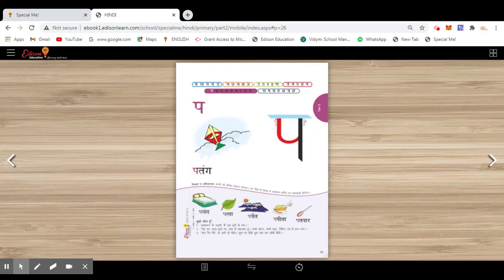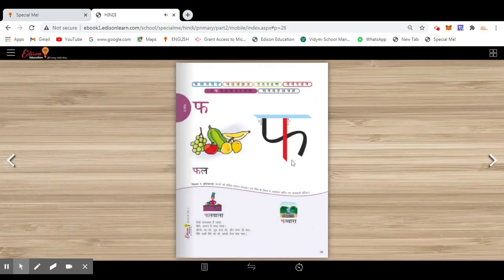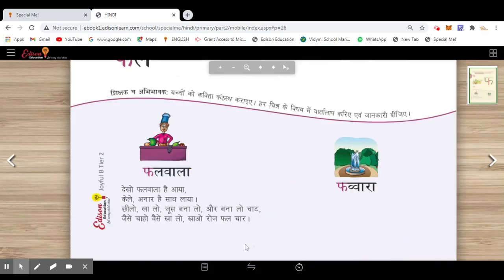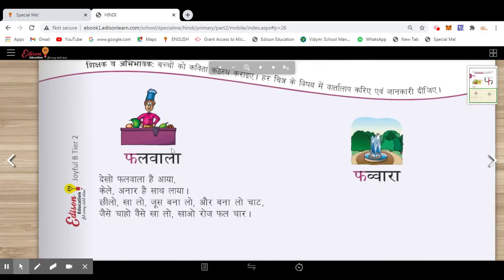Now come to the next page. कौन सा व्यंजन है ये? व्यंजन फ. फ से फल. नेक्स्ट, जो फल बेचता है या जिससे हम फल खरीदते हैं वो कौन होता है? फल वाला. फ से फल वाला. नेक्स्ट, फ से फवारा.